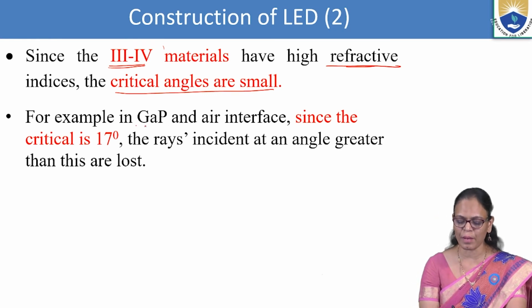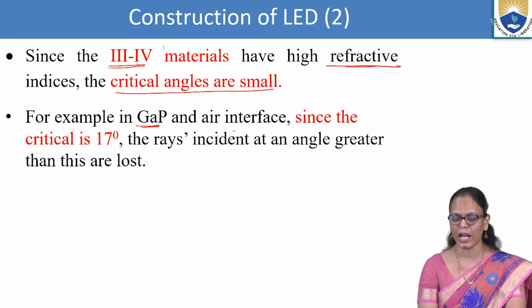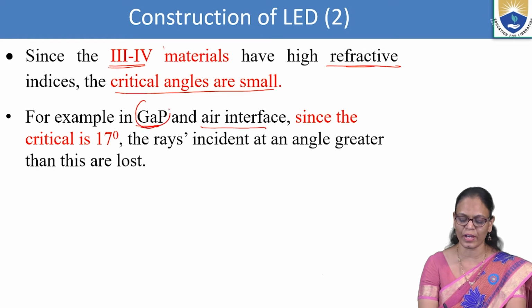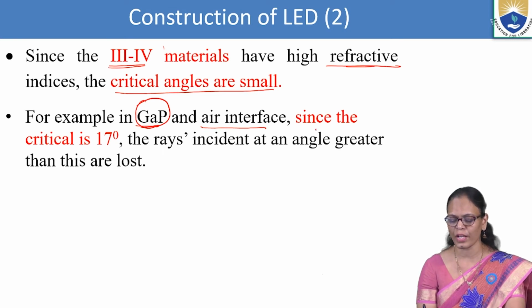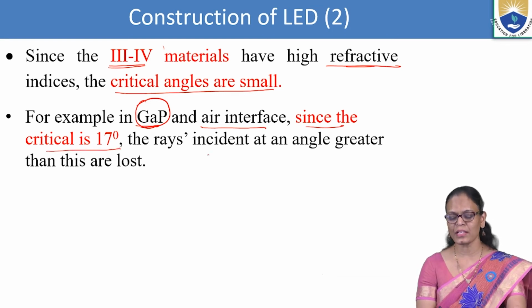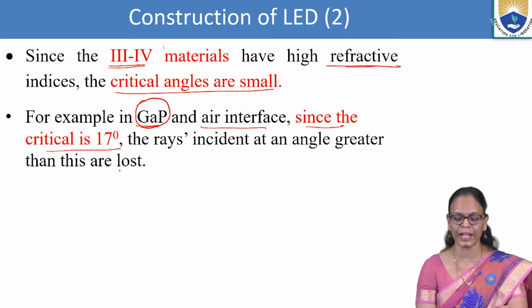We are taking the example of the gallium phosphide and air interface. We have taken a compound semiconductor, gallium phosphide. At the interface between this material and air, the critical angle is 17 degrees. This means the rays that are incident at an angle greater than 17 degrees are lost.